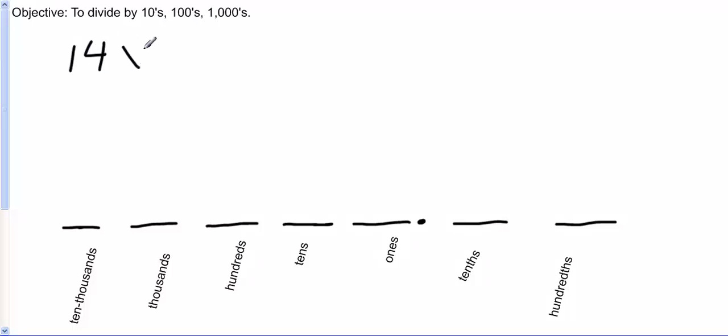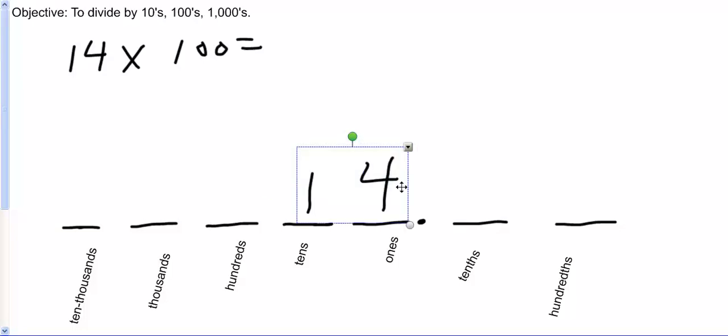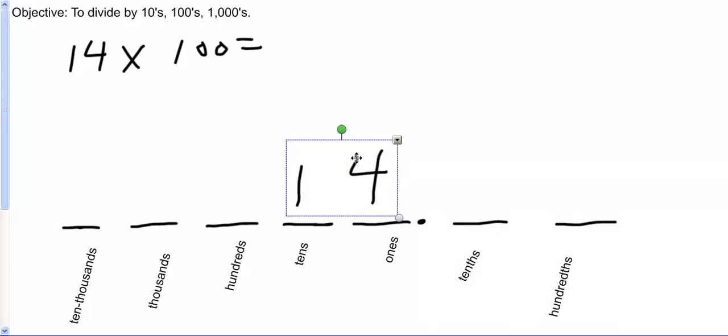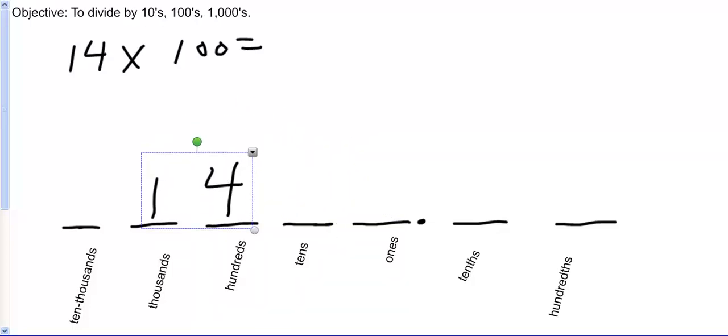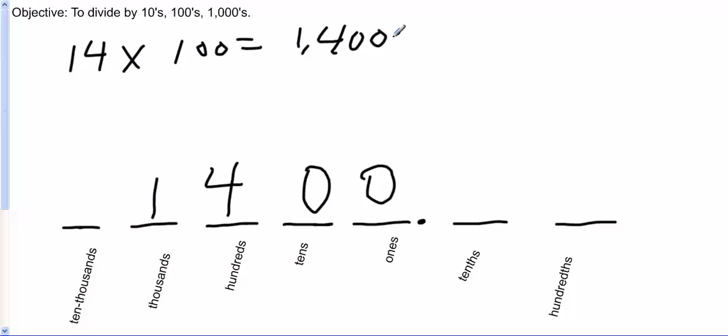If I had the number 14 times 100, it would be the number 14. And because I'm multiplying it by 100, I have two zeros here. So that means I would pick up the number 14 and move it over two places. One, two, and fill in the rest with zeros to hold it up. So my answer would be 1,400. The other way to think about it is if we have the number 14, I could count the zeros and add two zeros at the end.